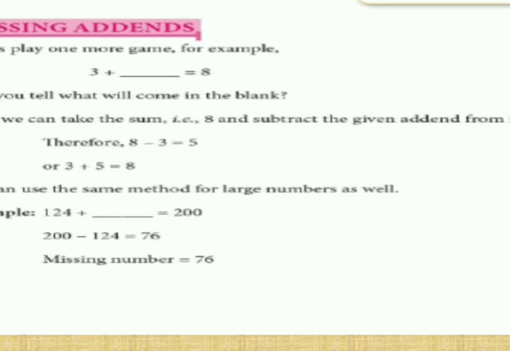Like 124, and what should we add to 124 to get 200? The way is this only: we subtract 124 from 200, so we get the answer 76, and 76 is the only number we have to fill in these blanks.